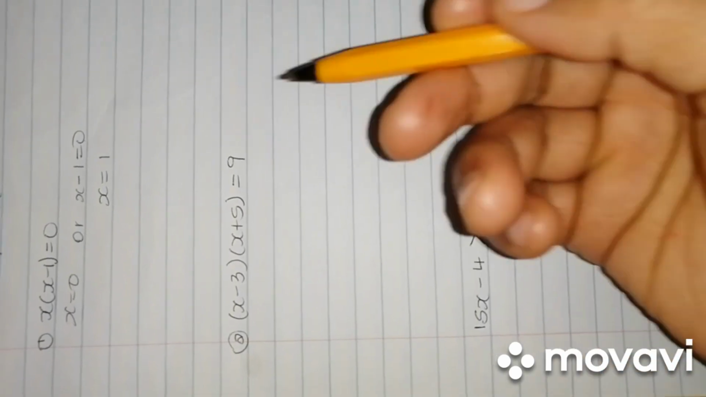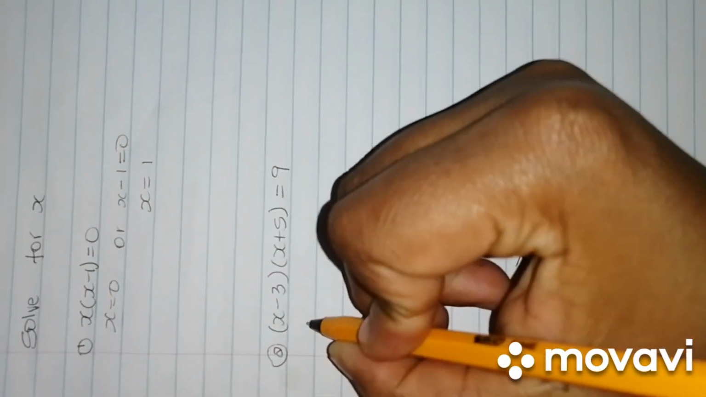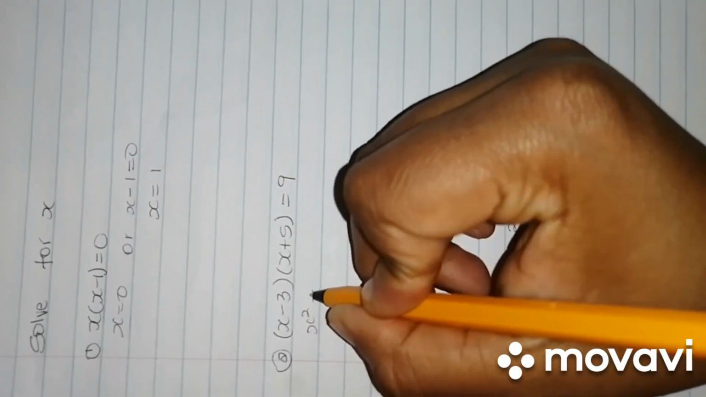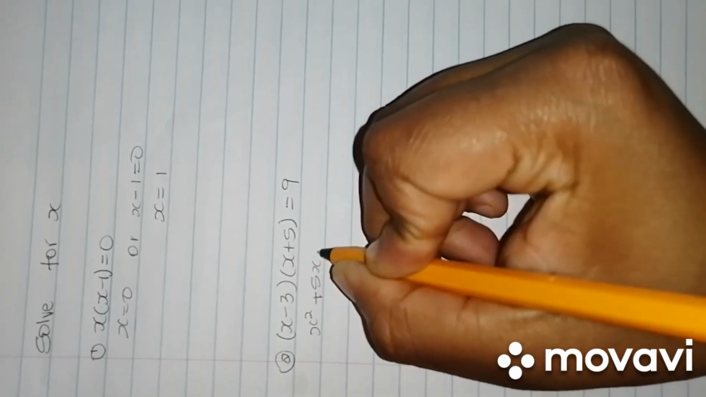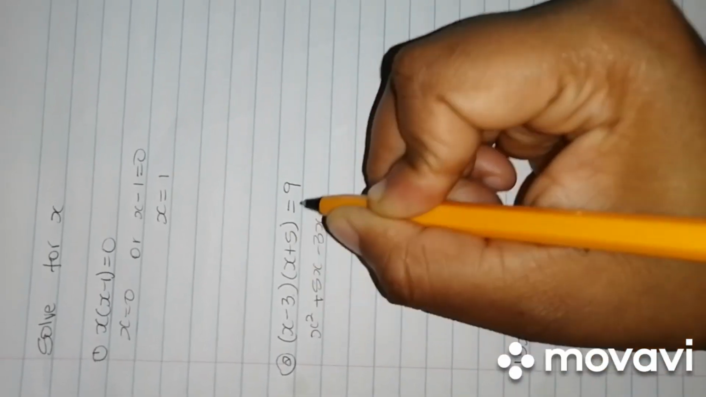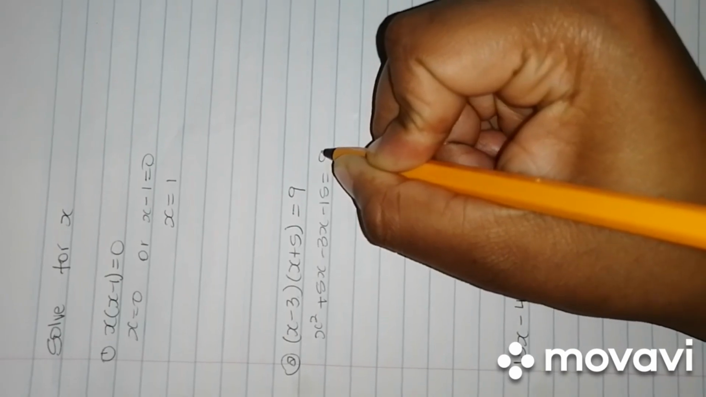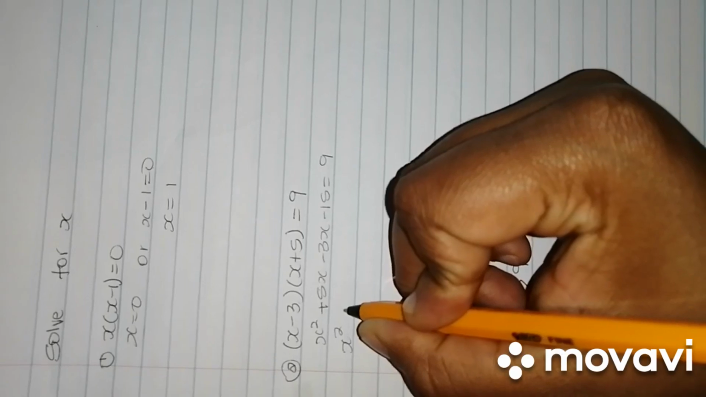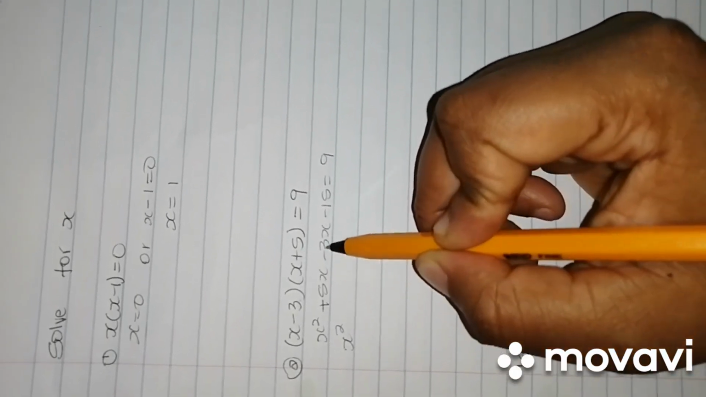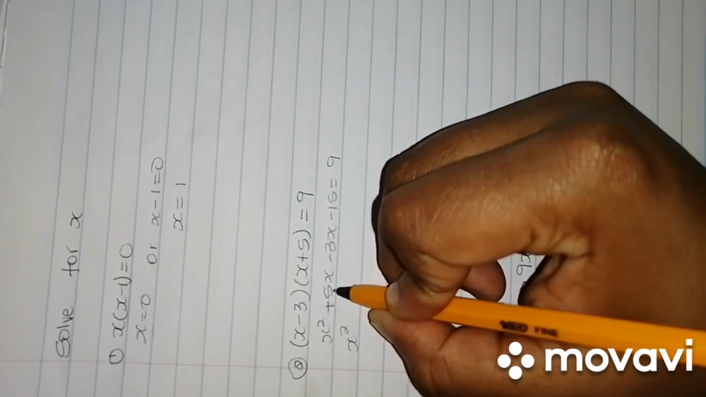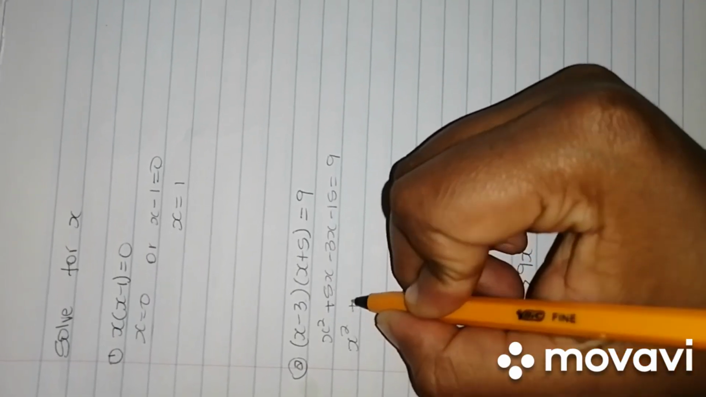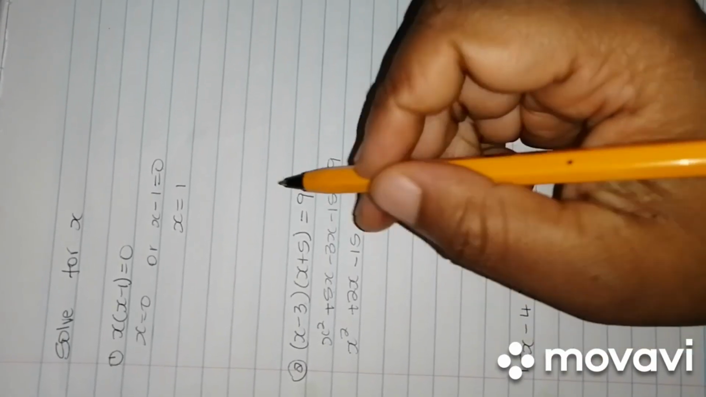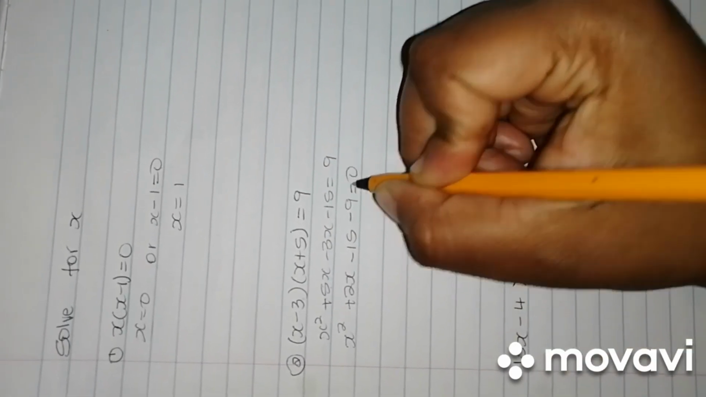So this one we must multiply out the brackets. We'll have x squared plus 5x minus 3x minus 15 is equal to 9. Then we take 9 to this side, so we have x squared. We add the like terms. 5x minus 3x, we get 2x minus 15. This 9, when it comes to this side, becomes negative, equal to 0.